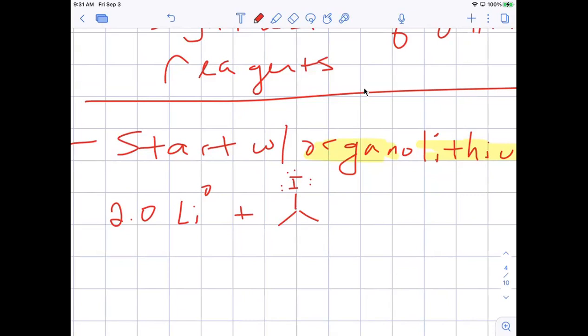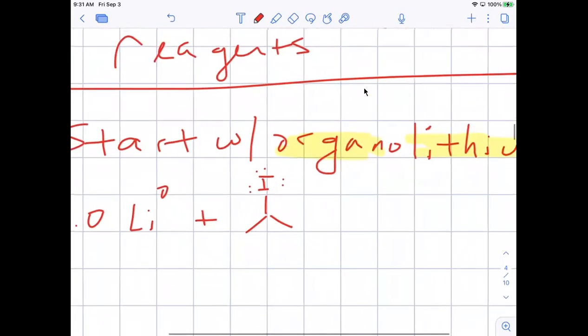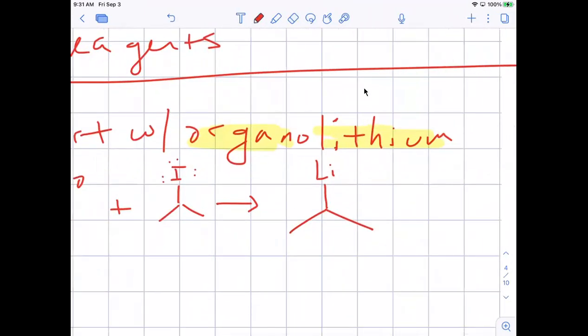All right. So what you're left with is this. That's your organolithium plus lithium iodide.